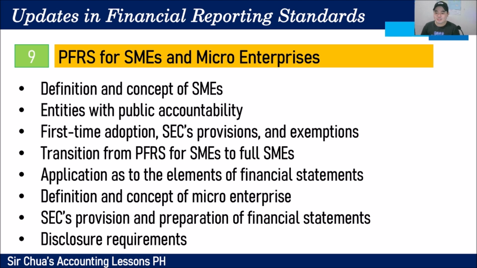And then the application as to the elements of financial statements: assets, liabilities, and capital. And then for PFRS for micro enterprises, what is a micro enterprise? How can you say that you're a micro enterprise? And then the provisions and preparation of financial statements, and basically all of the disclosure requirements that you need to know for these things. So that's pretty much everything of the updates for financial reporting standards.